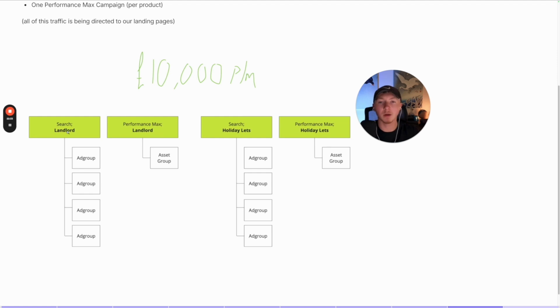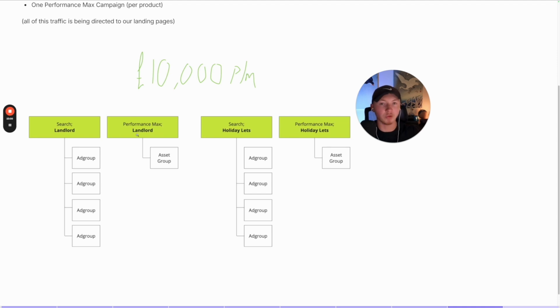Search campaign would be landlord. A Performance Max would be landlord. We then do a search campaign for holiday lets. We're doing a Performance Max for holiday lets. So search is allowing us to be more specific with the keywords and ads that we're creating on search. And then the Performance Max is allowing us to be across all the domains, across the cross network, the YouTube, and the search platform.